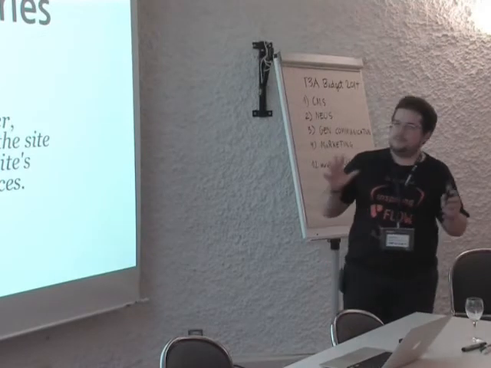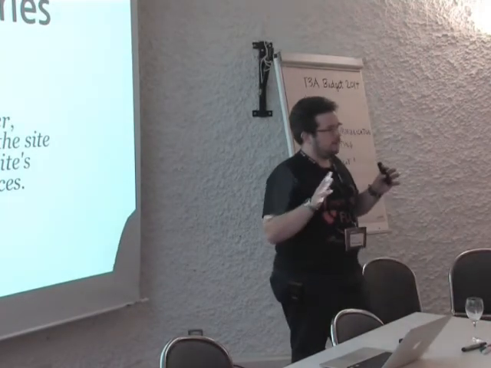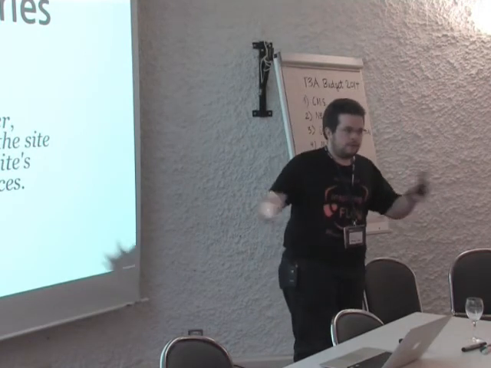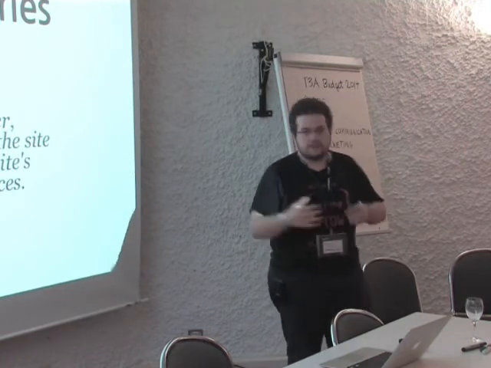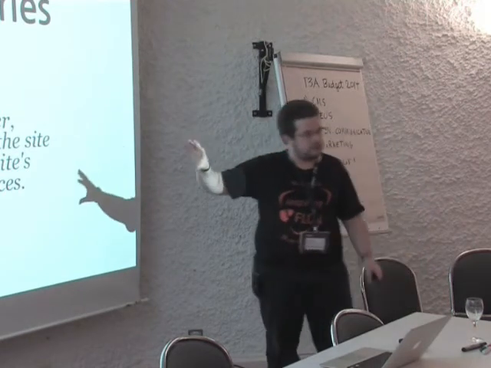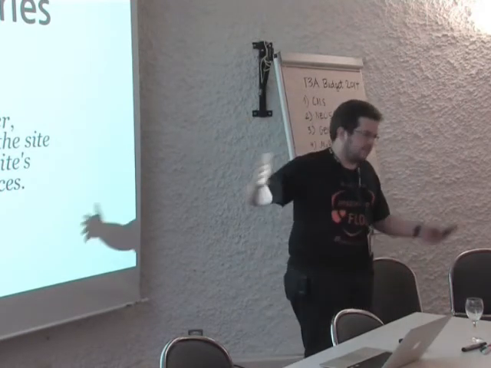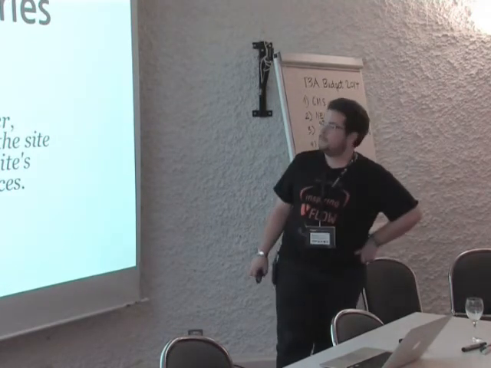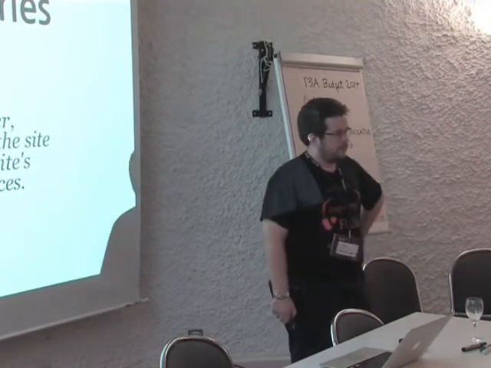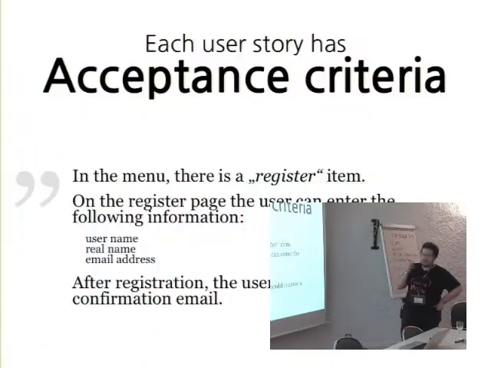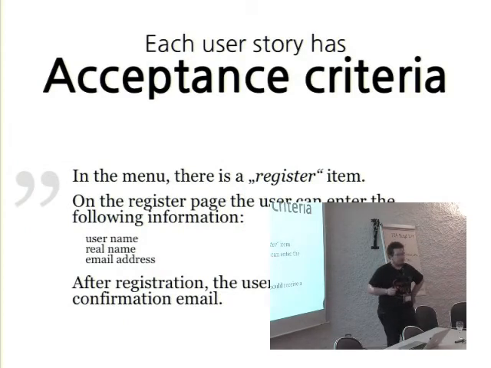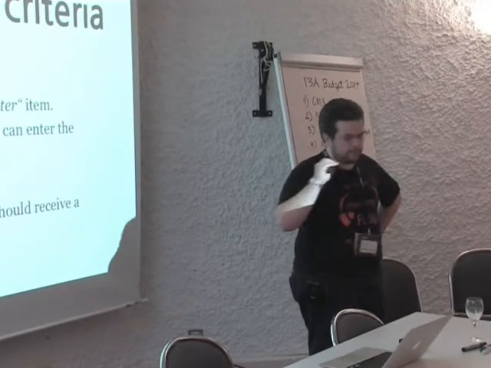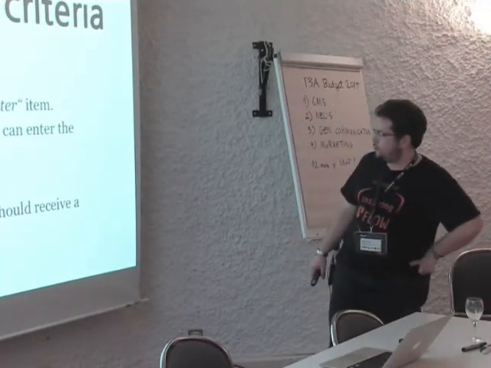All right, so now some might say that it is not really possible to concentrate all the requirements that come along with a feature as big as user registration into a single sentence, and yes, of course, that is entirely correct. So usually you also write acceptance criteria for each user story. And if we stick with the user registration example, these acceptance criteria might look like: in the menu, there's a register item. On the register page, the user can enter the following information, blah, blah, blah, blah. And after registration, the user should receive a confirmation email.